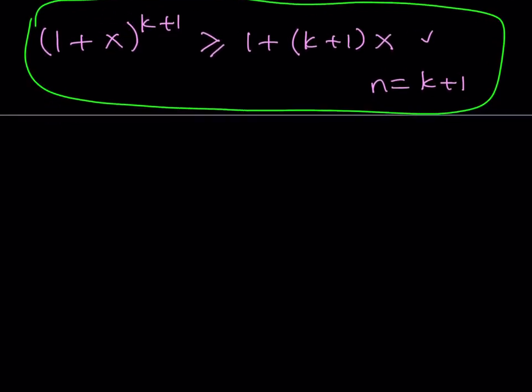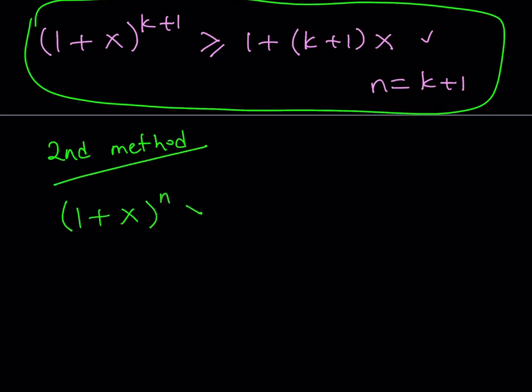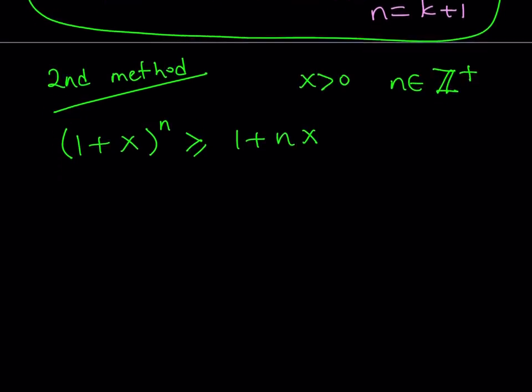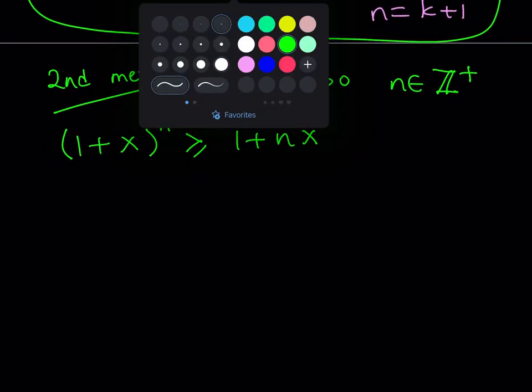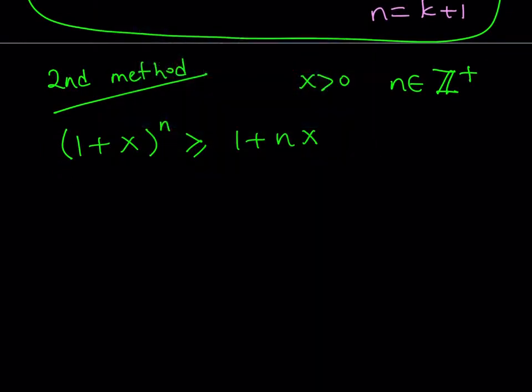Okay, now let's take a look at this problem from a different perspective. This is going to be our second method. We'll start with the original problem. We are trying to prove that (1 + x)^n is greater than or equal to 1 + nx, where x is positive and n is a positive integer. Now, we're going to be using the binomial theorem. How does it work? Well, if n is a positive integer and x is a positive real number, we can just go ahead and write the following.